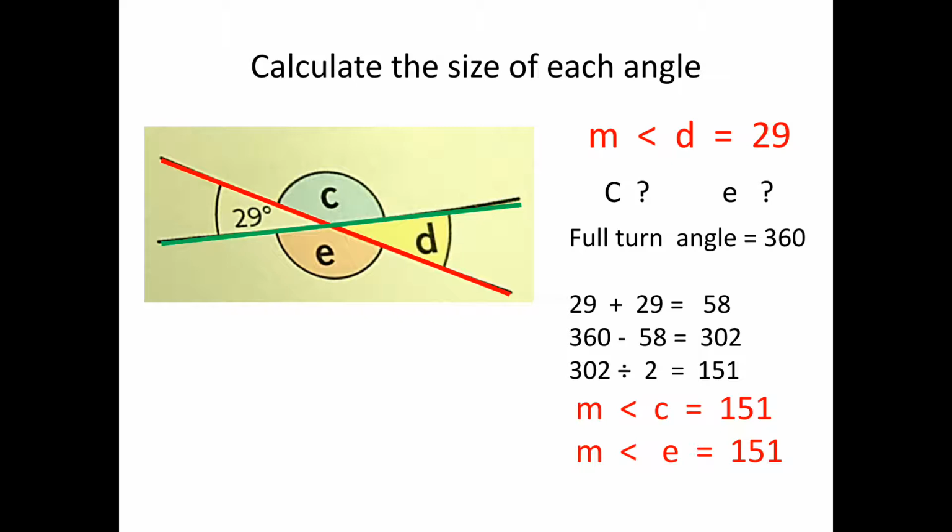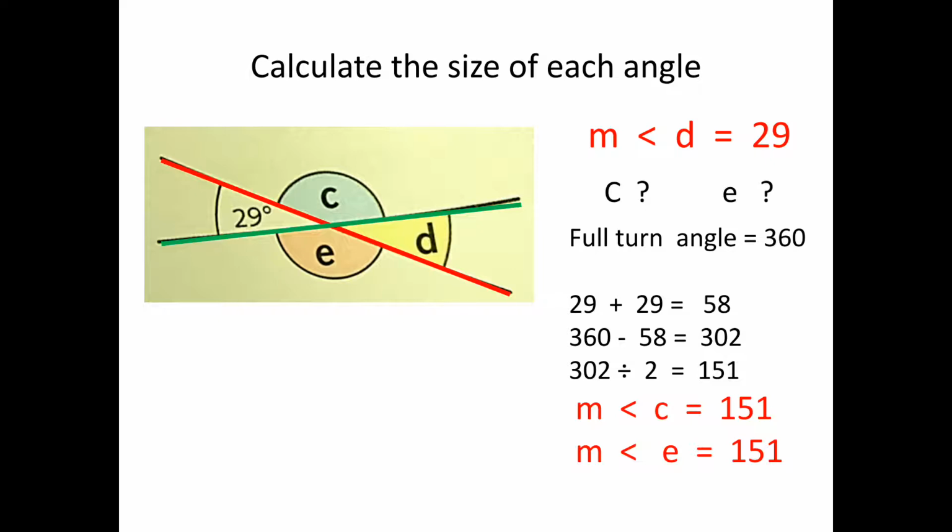Now I need to get the measure of angle C and the measure of angle E. What do I do to get them? The total angle here is 360 because that's a full turn angle. So to get the missing angles, I have to make the total minus what I have. So I will make 360 minus all of what I have. All of what I have is 29 and another 29, D and the angle that's opposite to it. So I will make 360 minus 58. It will give me 302.